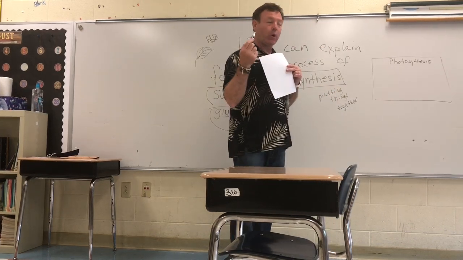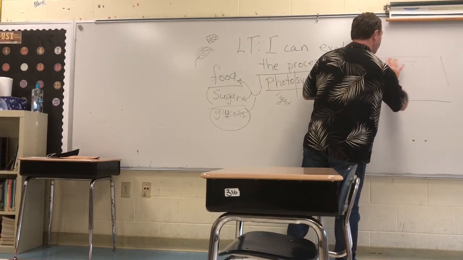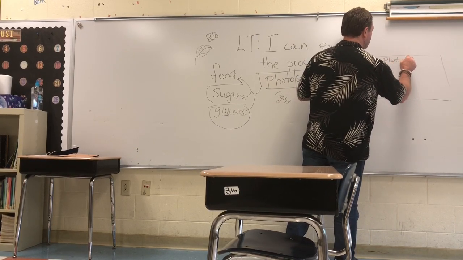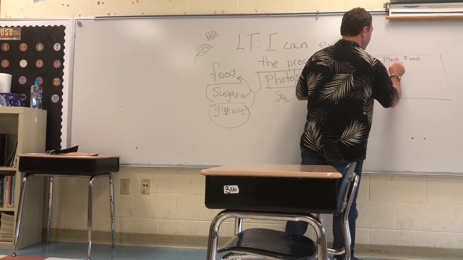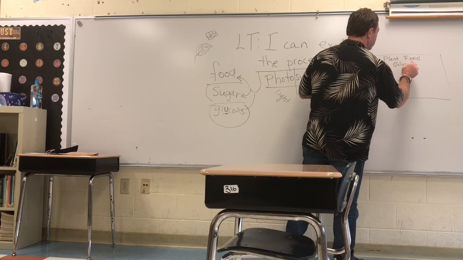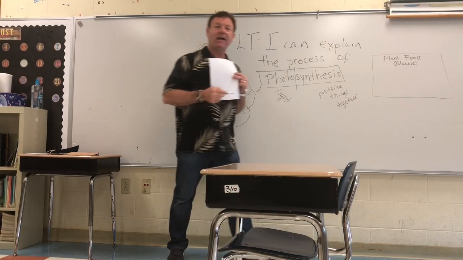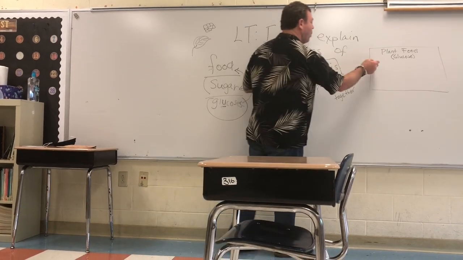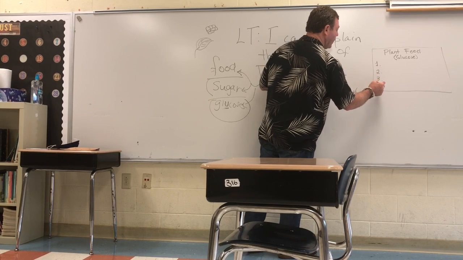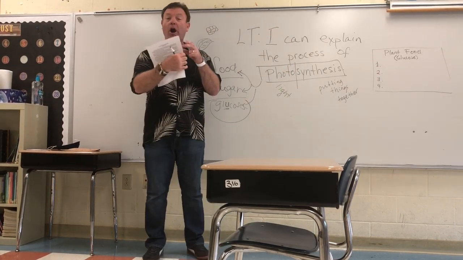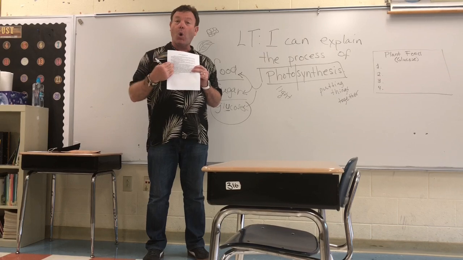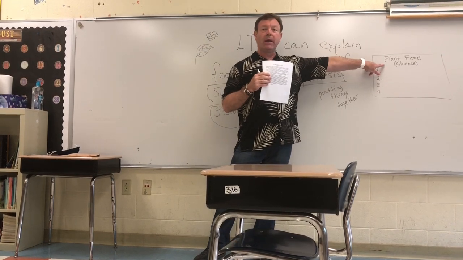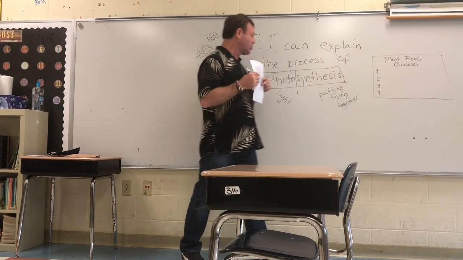Or no, you're not going to write photosynthesis. Erase. You're going to put over here plant food, and in parentheses you're going to put glucose. Okay? That's what we're making through the process of photosynthesis, the process of making those foods. And then you're going to put 1, 2, 3, and 4. Okay? And as you read the article, you are going to find the ingredients to make glucose, how plants make glucose, which is called photosynthesis.